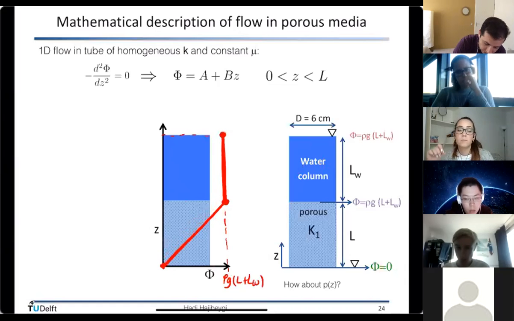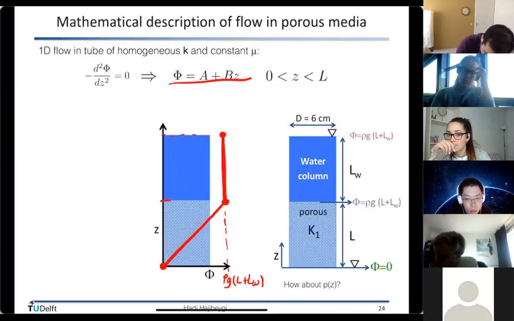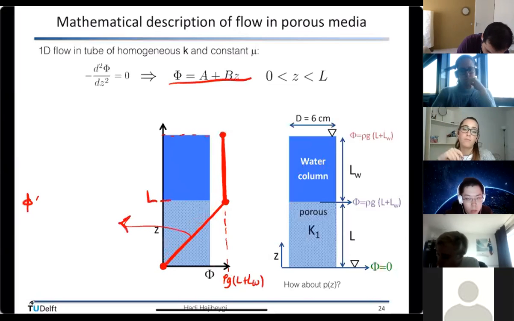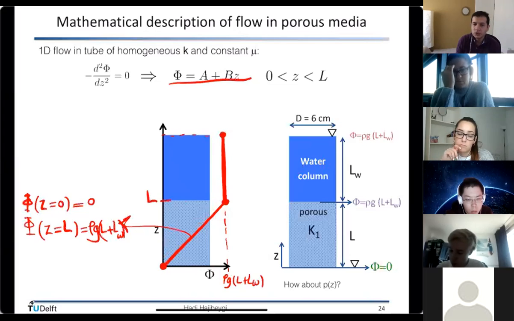We know that it is permeability. This is A plus BZ, right? It's a linear function, a line which goes from 0 to rho g L plus LW at Z equals L. So I know this is a line. The line at Z equals 0 is 0. The value of this line at Z equals L is rho g L plus LW. So what would be the mathematical function for this line?